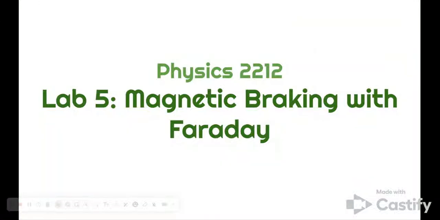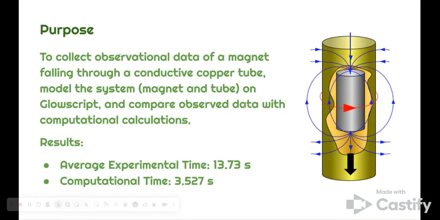Welcome to Lab 5, Magnetic Braking with Faraday's Law. The purpose of this lab was to conduct observational data when dropping a magnet through a conductive copper tube, modeling the system, which comprises the magnet and the tube, on a GlowScript, and comparing observed data with computational calculations. A little sneak peek of the results: our average experimental time was 13.73 seconds, which is a lot longer than the computer predicted, which indicates that maybe there was an issue calculating mu in the past lab 4.